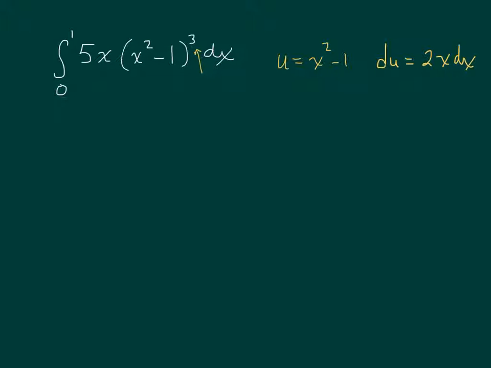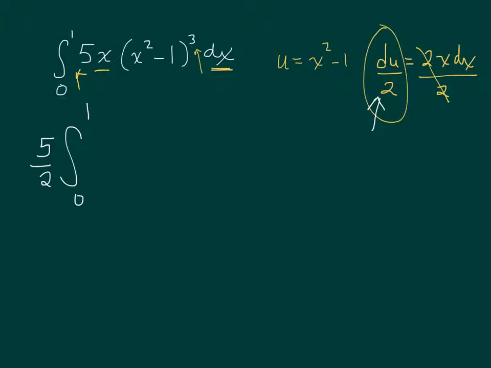Well, the problem is there's not a 2 over there. So I'm going to divide both sides by 2. So I'm using substitution. And where I see an x dx, I'm going to substitute du over 2. This 5 is just a constant, so it can come out front here. And in fact, I'm going to go ahead and put this 2 out front.